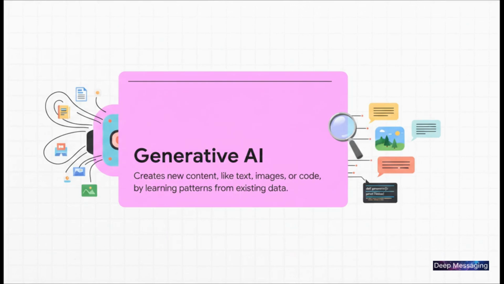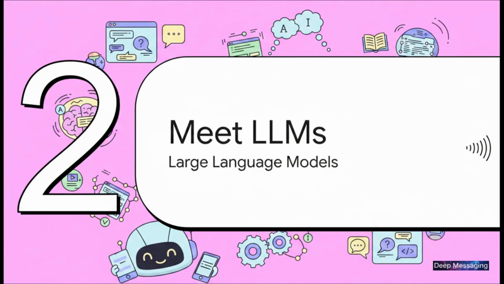And then, nested even further down, we find generative AI. This is the specific subset that we are all interacting with today when we use modern tools. Generative AI systems learn patterns from all that existing data, not just to analyze it, but to create entirely new original content. Whether that's writing text, generating beautiful images, or even writing computer code, it generates brand new output that literally didn't exist before. Moving right along to Section 2, Meet Large Language Models, or LLMs.